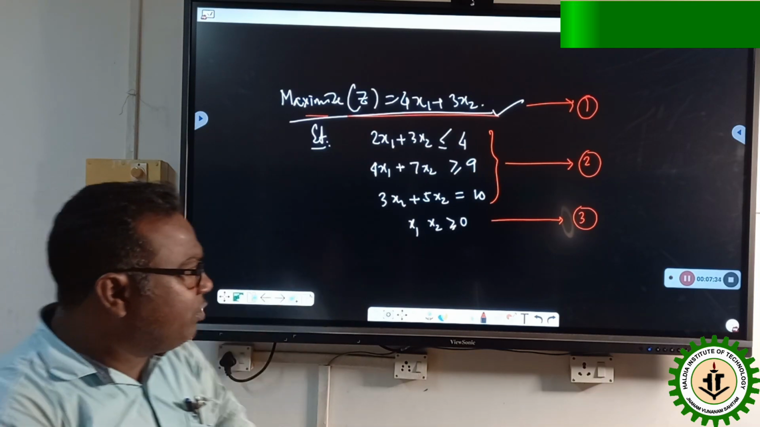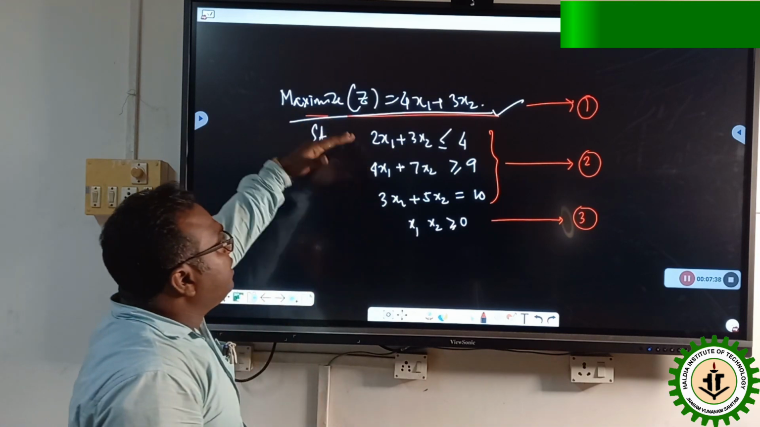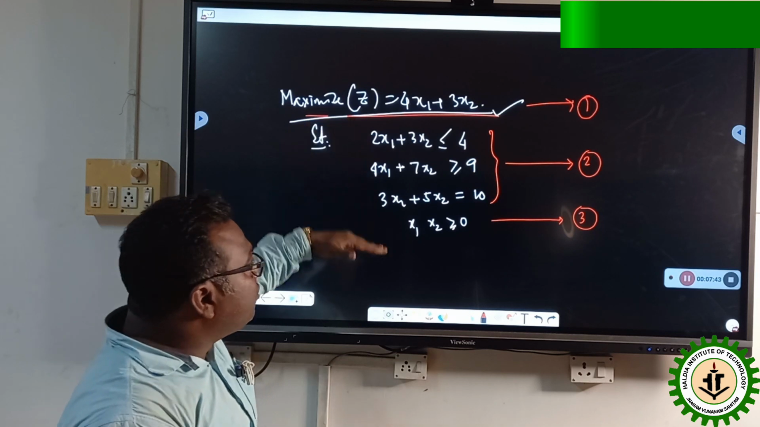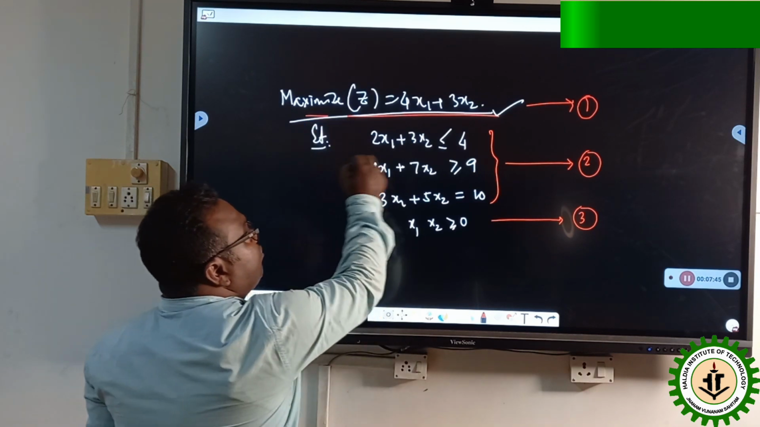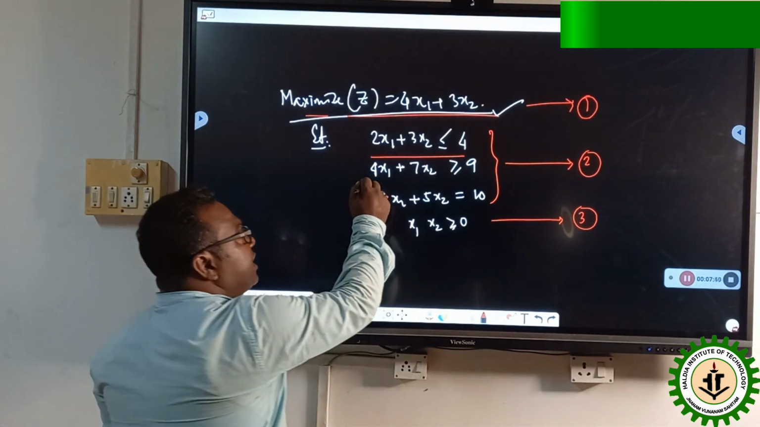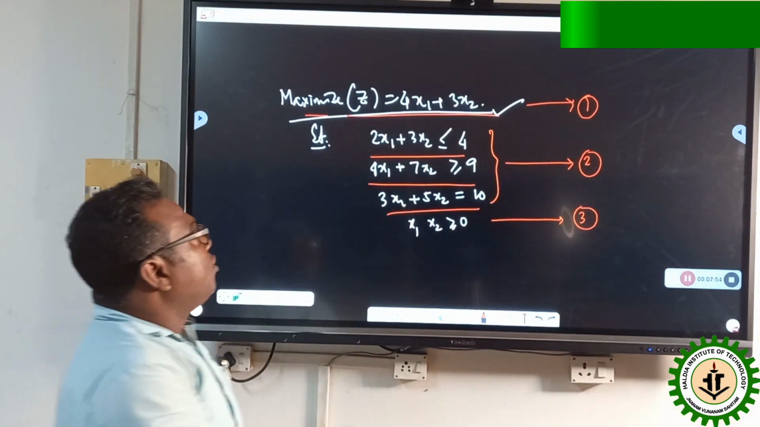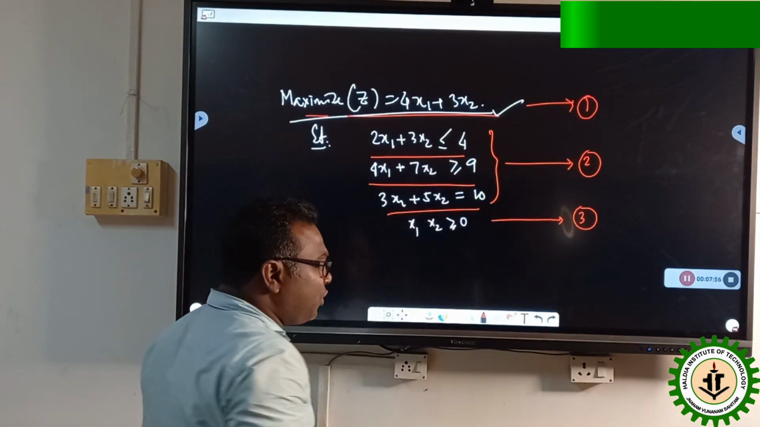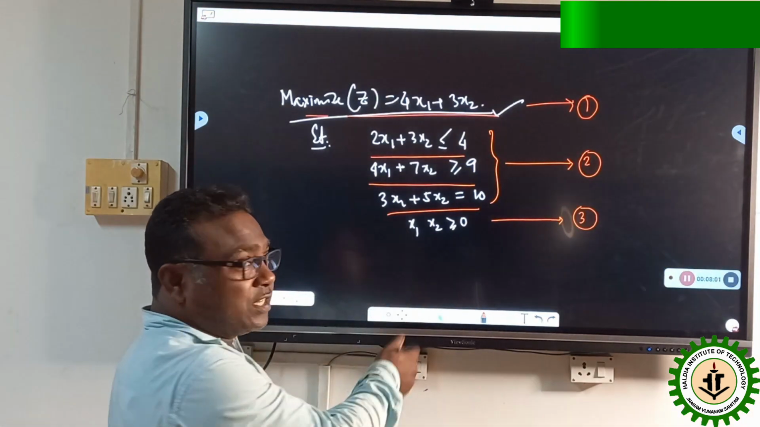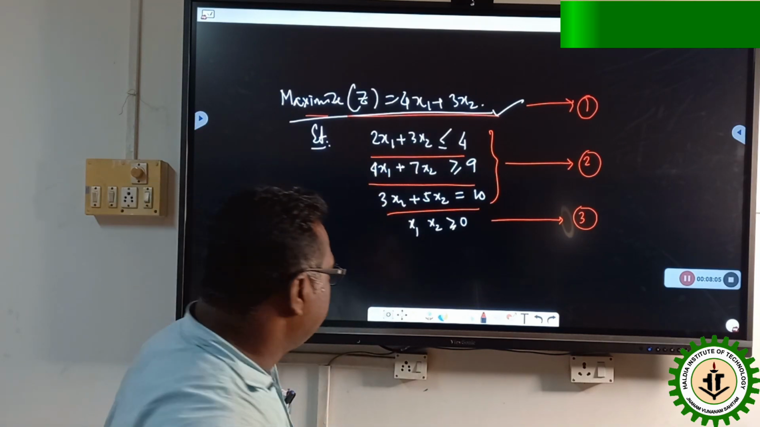For that obviously we can go for one example. But before that I am showing you what the different types of constraints may be. Here you can see this is the less than type constraint, here this is the greater than type constraint, and this is the equal type constraint. In each case, what type of region or solution we get, we will discuss when we go for the solution.